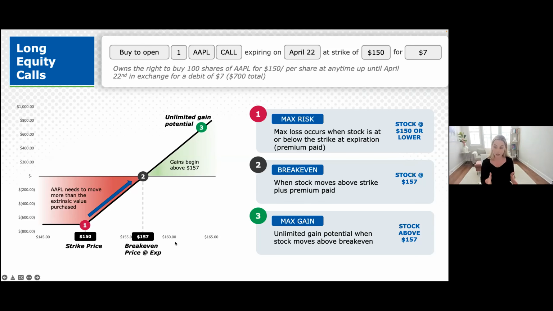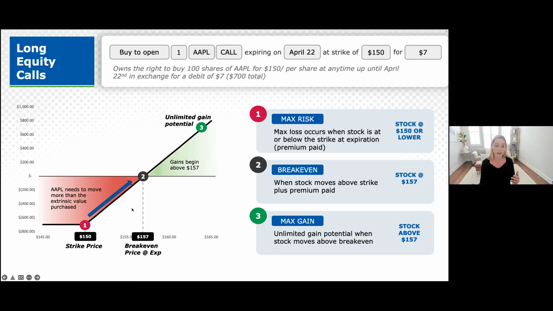Now, options have a finite life. There is a decaying aspect to it, because there is an expiration period. What that simply means is, since I have the right to buy at 150, I want that to be worth as much as possible, which means this is a largely directional play. I need Apple to go up as much as possible before the expiration date. And in addition to that, I need it to go up more than the time or the extrinsic value that I paid for that option, which in this case is $7.